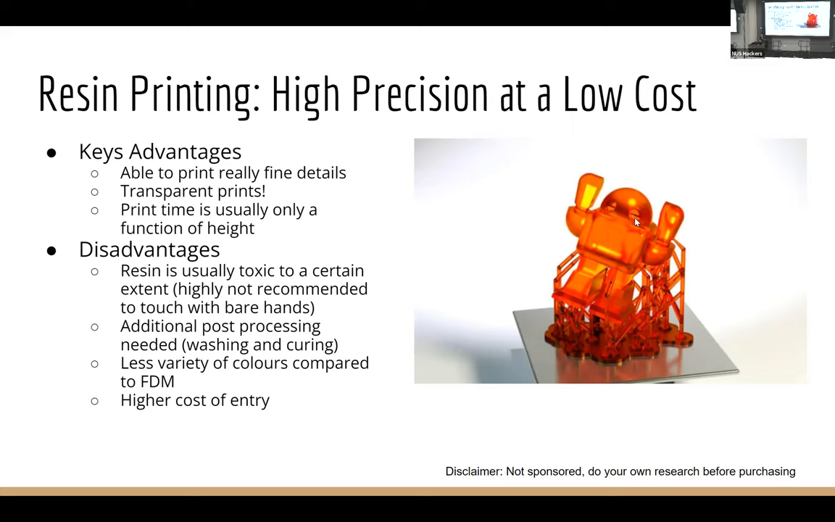And then after the print is done, you see this thing here, right? Normally you still need to put it into isopropyl alcohol or something to wash off the excess resin that is still on the print itself, because it's still toxic. This process is called washing, and then you probably need to put it under UV light to cure the surface as well. And then at the very end, you need to break off all these supports, and sometimes the supports will leave behind some unwanted markings on your print.